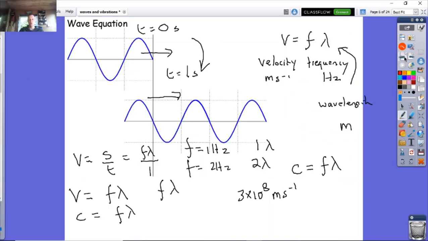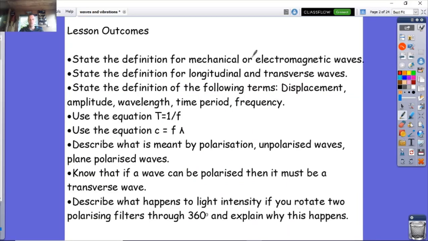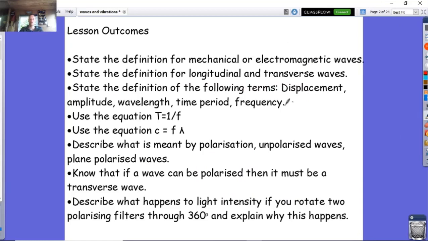Okay, so what I've been through is I've explained all of these different types of waves, mechanical and electromagnetic waves. I've told you the difference between longitudinal and transverse waves. We defined all the terms: displacement, amplitude, wavelength, time period, and frequency. I've given you an equation for the time period, the wave equation, and what's meant by polarized, unpolarized and plane polarized waves. And then I quickly explained why only transverse waves can be polarized, and I've shown you a quick video where you take two polaroids and rotate them through 360 degrees. Hope you enjoyed the video.